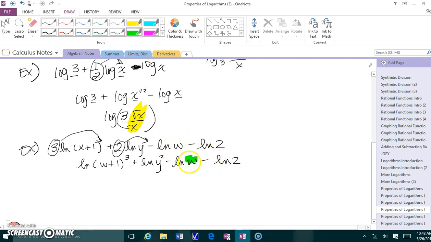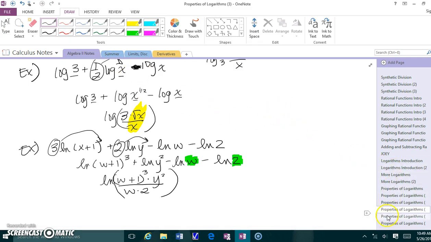Now we need to remember how I said before, anything in the denominator is subtracted. Well, the reverse is also true. Anything subtracted is going to go in the denominator. So (x plus 1) cubed and y squared will be multiplied because I'm adding. And then w is going to go in the denominator as well as 2. They're going to be multiplied in the denominator. There we go. That's pretty much fully simplified.